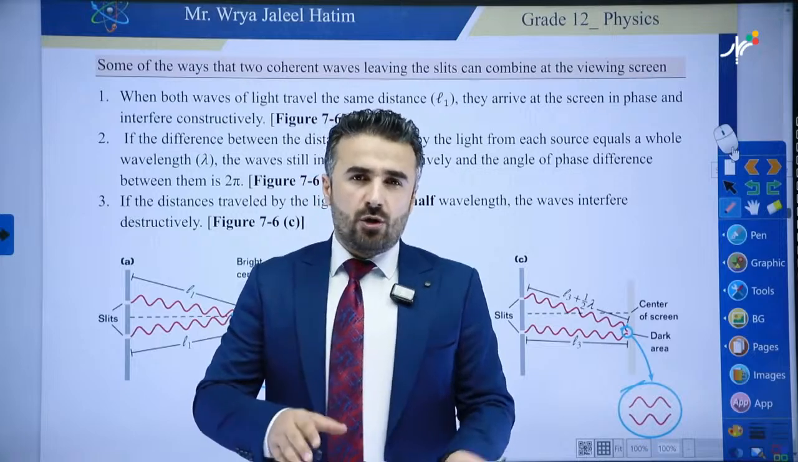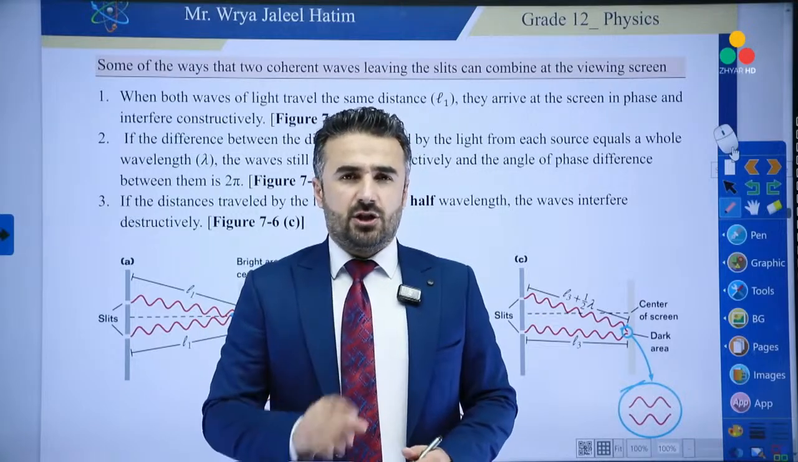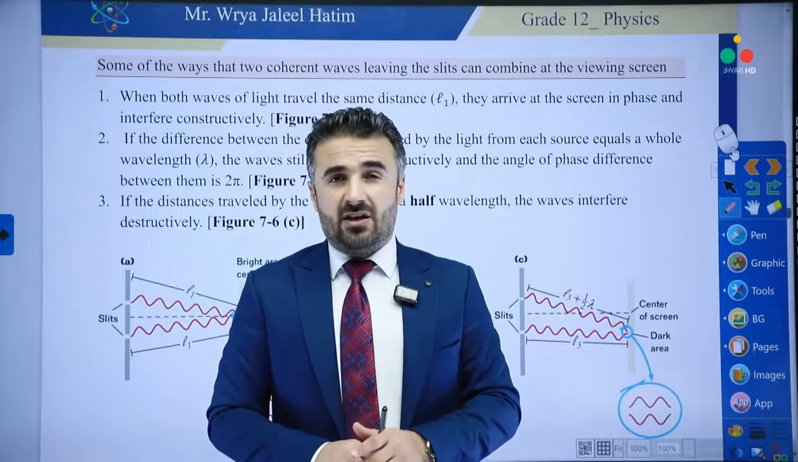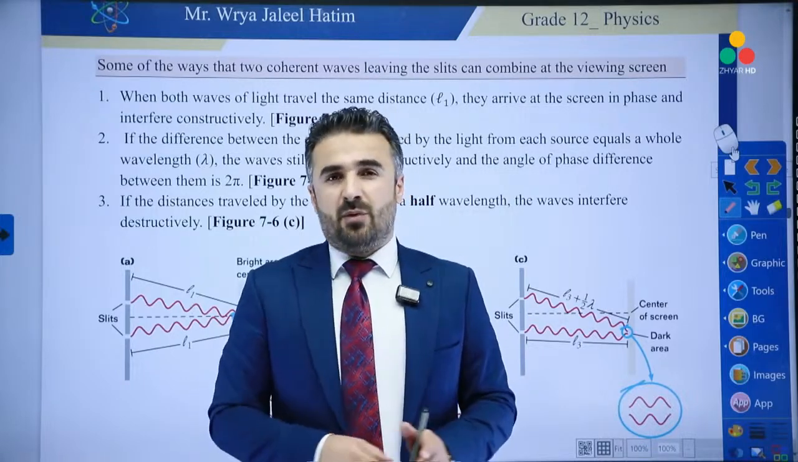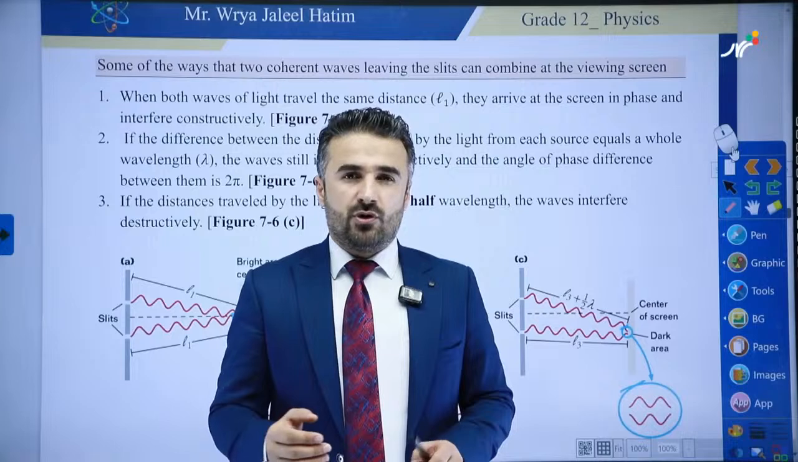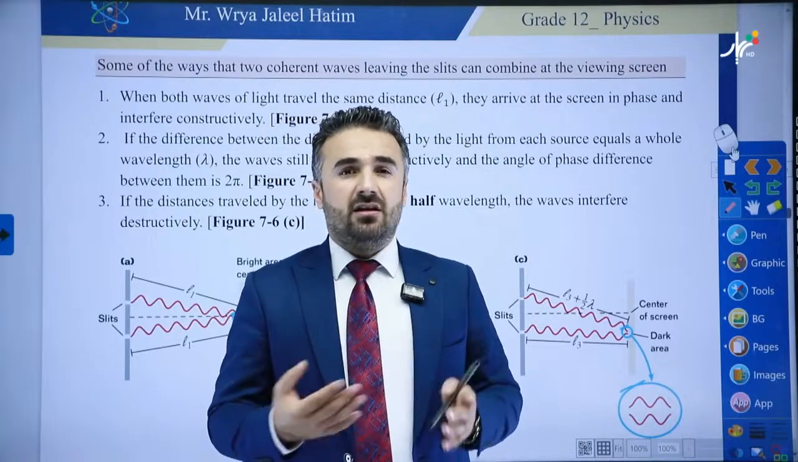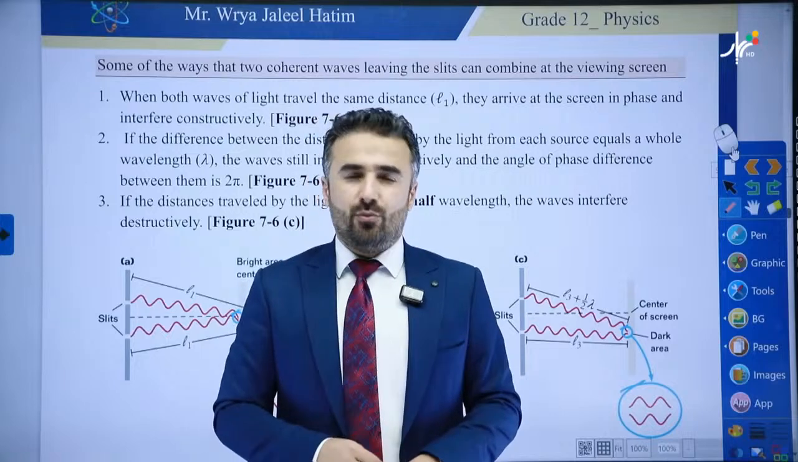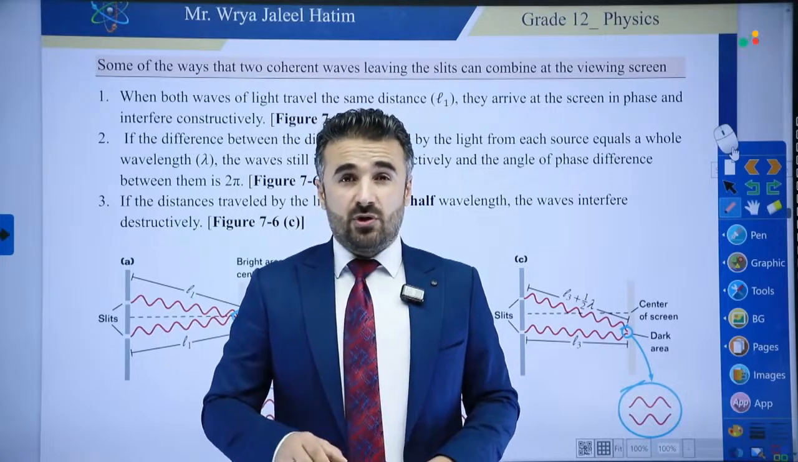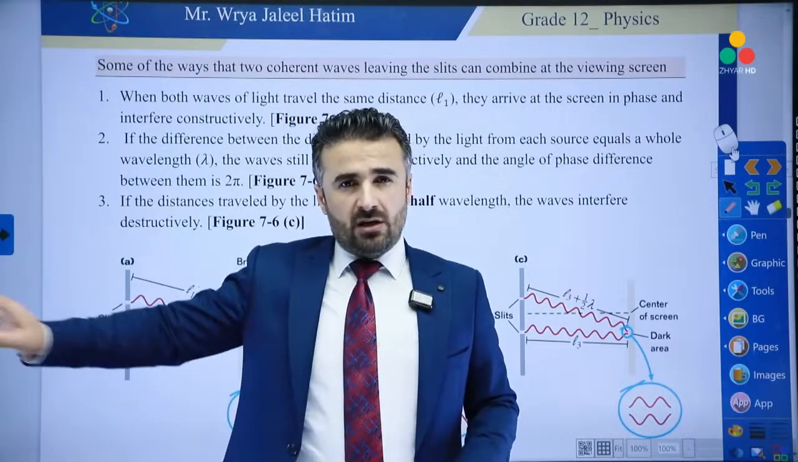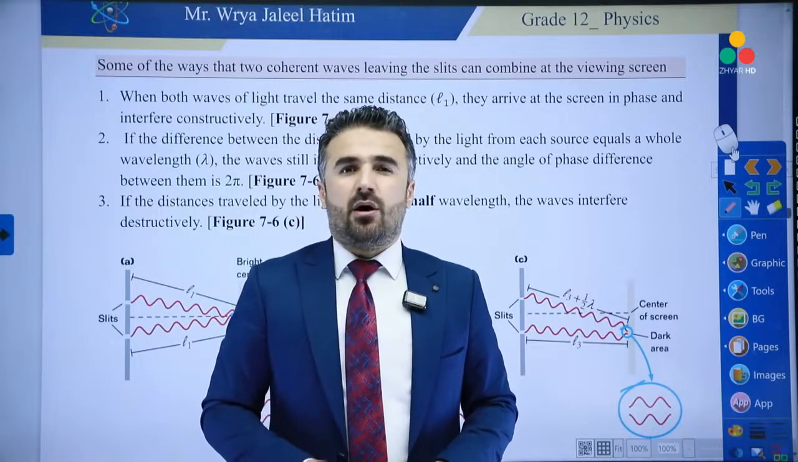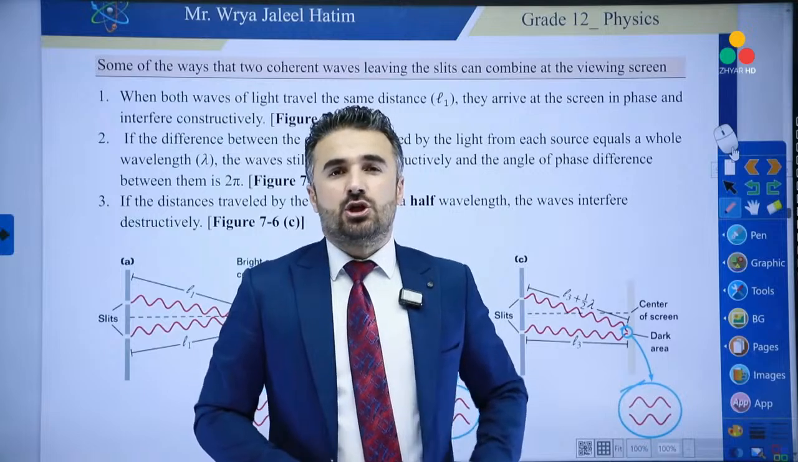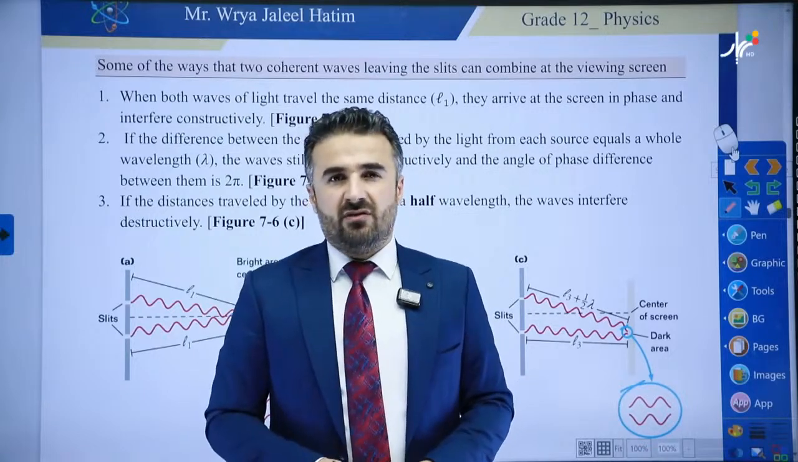Okay, and then for complete destructive interference, we said the phase difference between the two must be 180, that's one, and then of course they must have the same amplitude as well. Once these two happen, regardless of that, the waves must have the same wavelength, then we get a complete destructive interference. If we put that on the screen, we will see a dark spot or a dark fringe on the screen that resembles complete destructive interference.